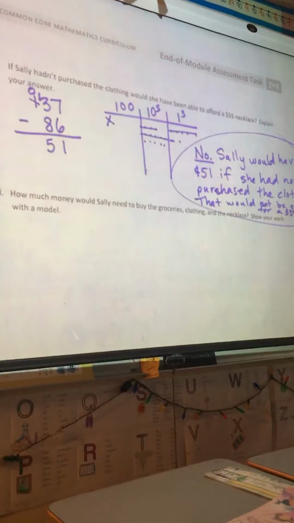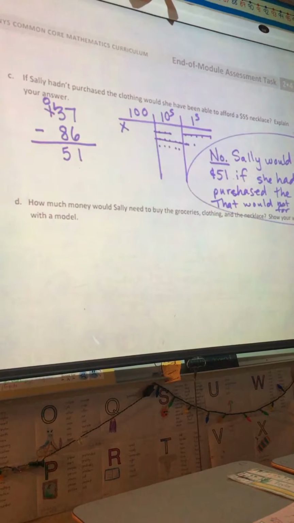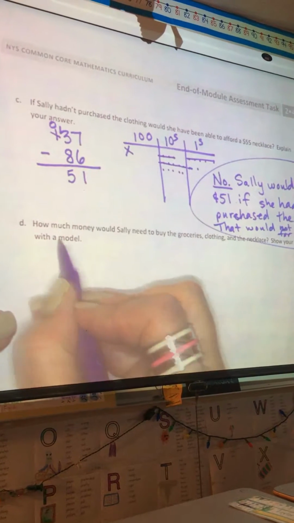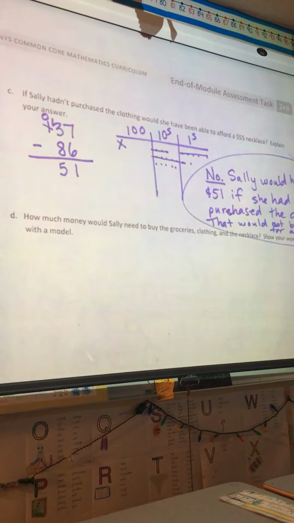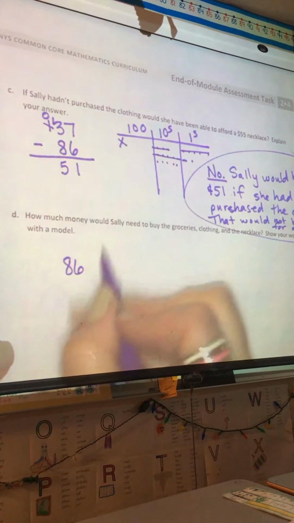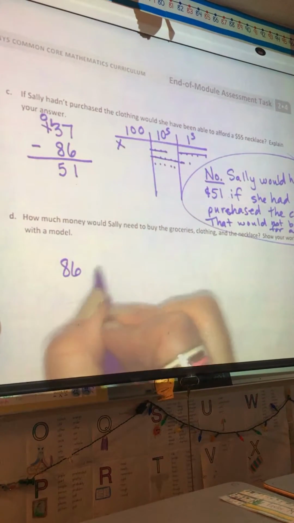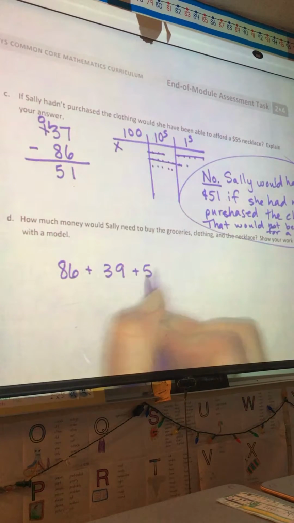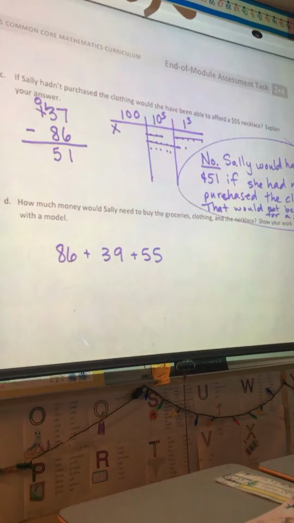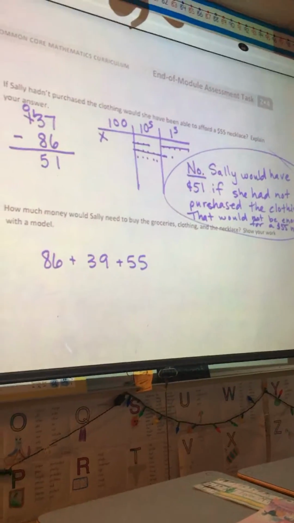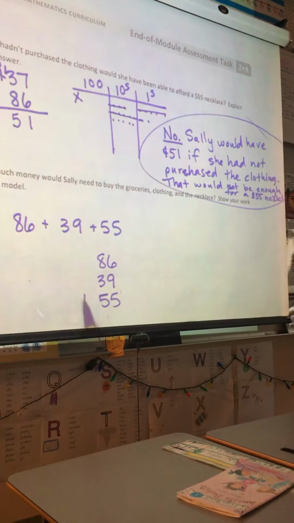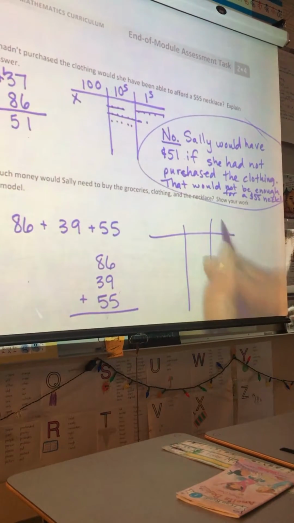Last question. Letter D. How much money would Sally need to buy the groceries, clothing, and the necklace? Well, she would need $86. She would need $39. And she would need $55. I'd like to solve this problem with a vertical equation and a chip model. 86 plus 39 plus 55. And let me put all 3 add-ins on a chip model.